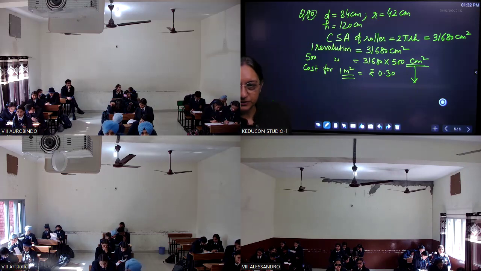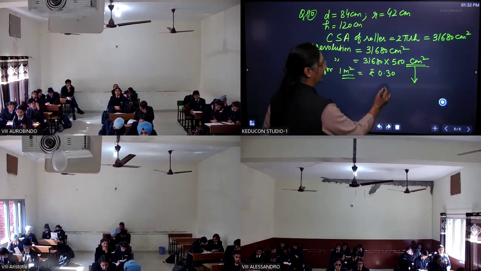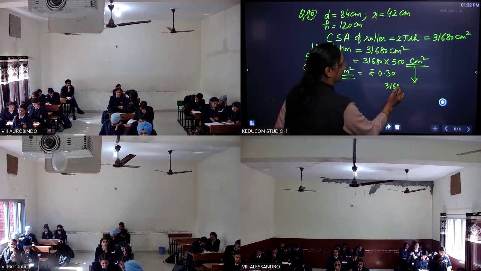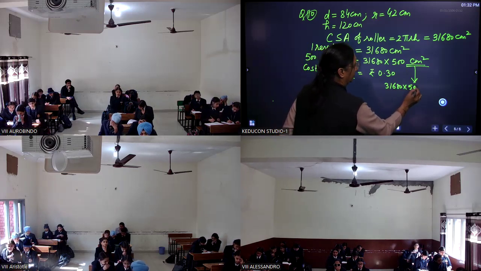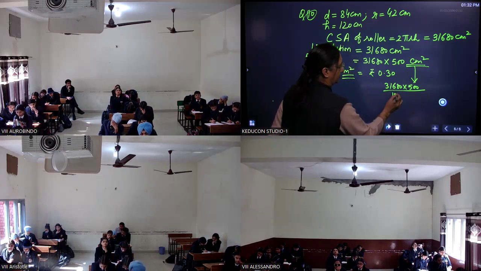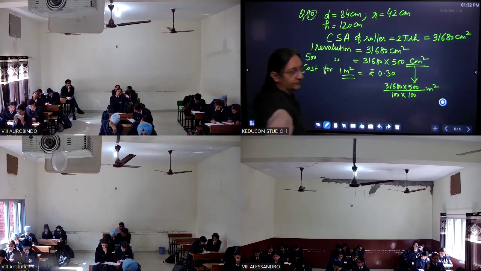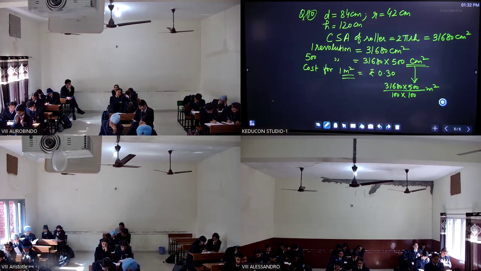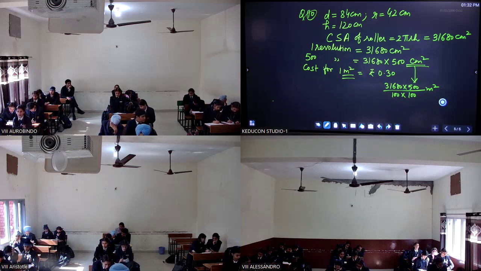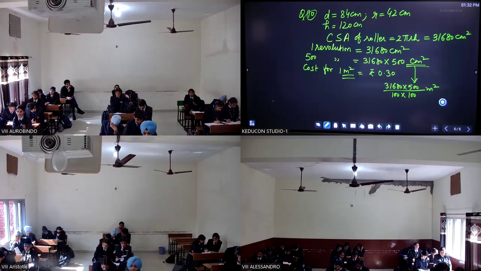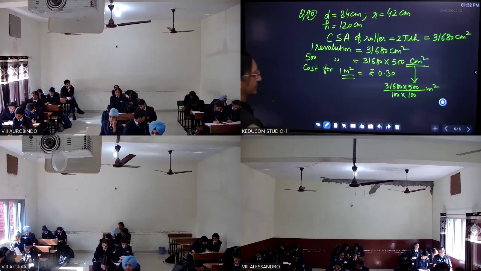Please, everybody do it. Convert it into meter square first of all. 31680 into 500. We have to convert it into meter square. Of course, it will be 100 into 100 meter square. Until you do the conversion, you need not find the cost because the cost is in meter square. Now it has become easy for you. Please find out what is coming.